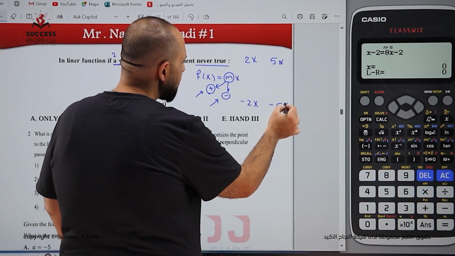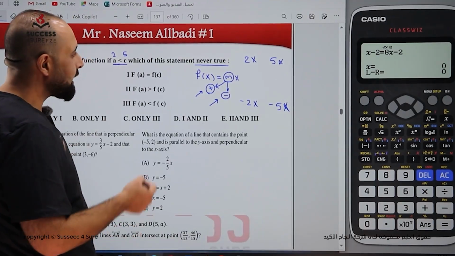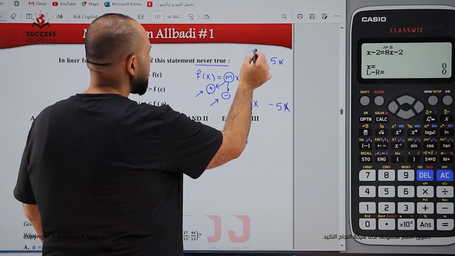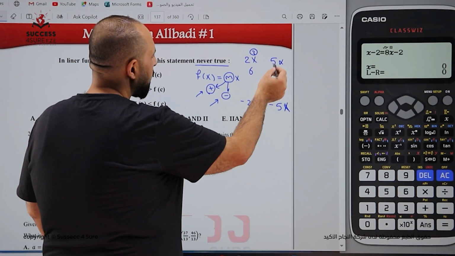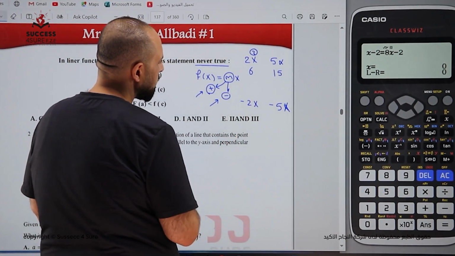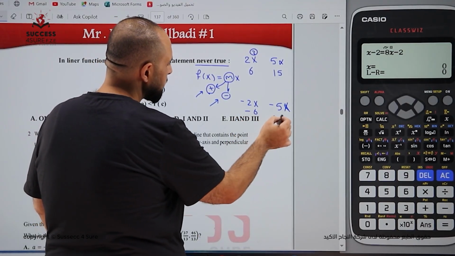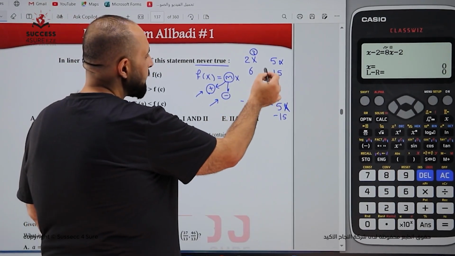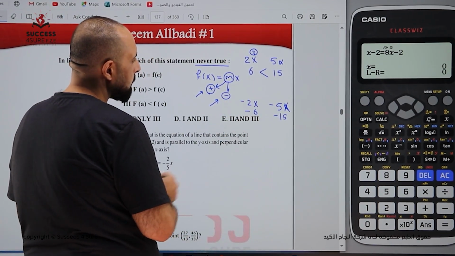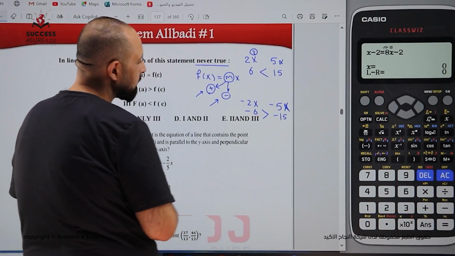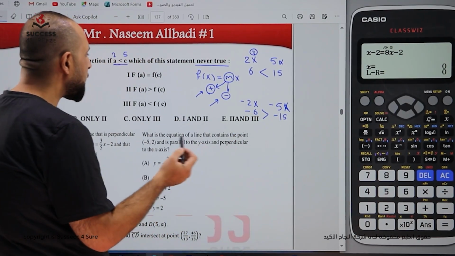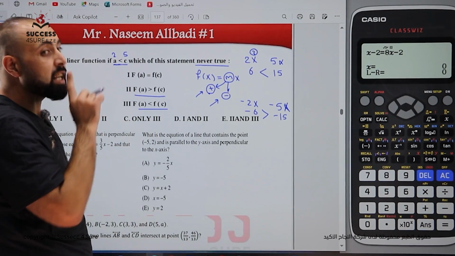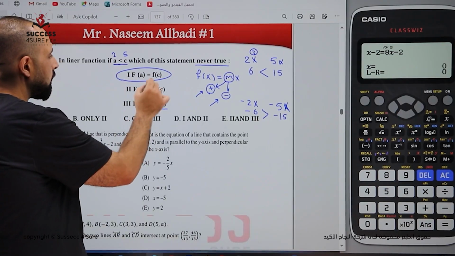Now if we substitute any number as x in the two functions, for example 3, 2 times 3 comes to 6, and 5 times 3 comes to 15. Here it's negative 6, and here it's negative 15 as y. Now 15 is greater than 6, but negative 6 is greater than negative 15. So y may become greater than or less than, but it will never be equal.